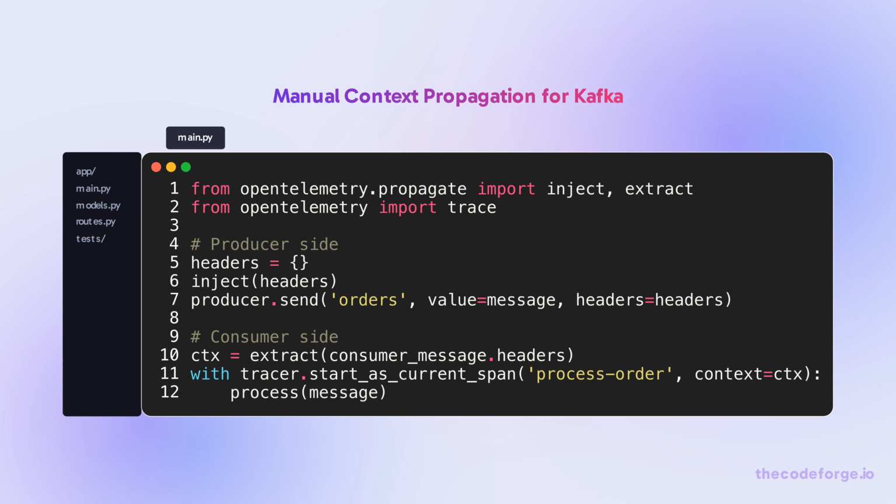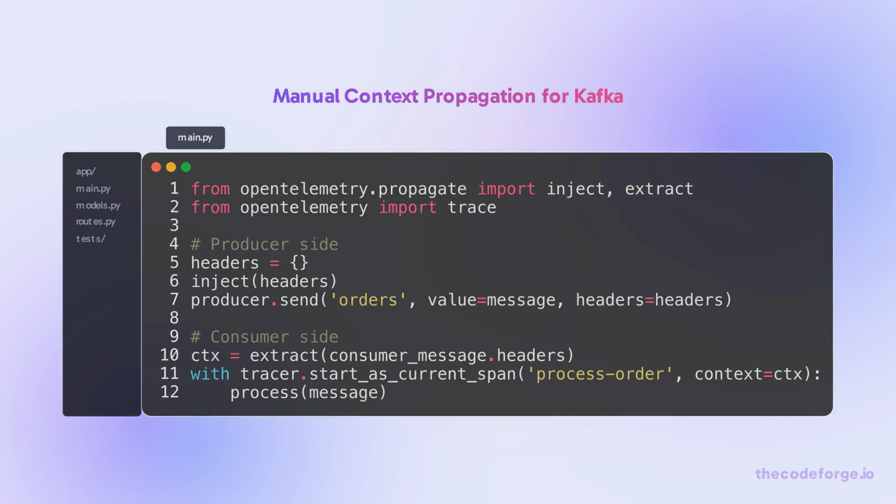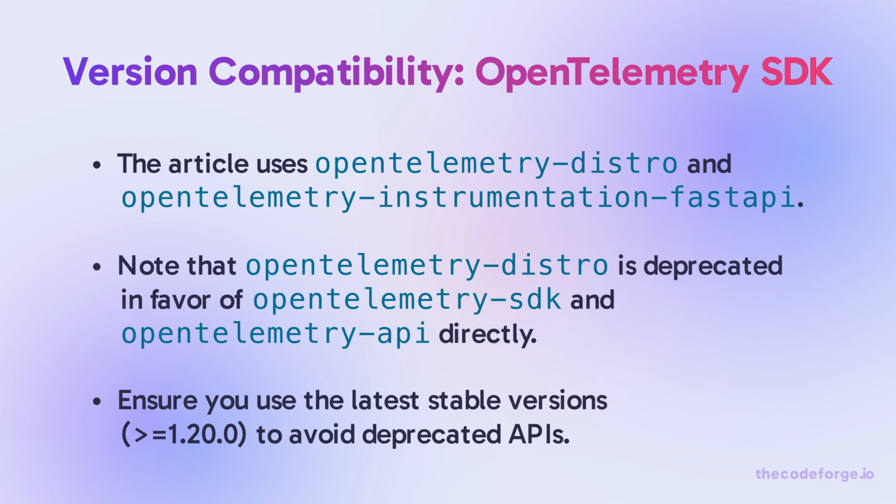The article mentions that Kafka auto-instrumentation may not propagate context automatically. Here's how to manually inject and extract trace context using OpenTelemetry propagate, inject, and extract, when producing and consuming messages with a raw Kafka client. The article uses opentelemetry-distro and opentelemetry-instrumentation-fastapi. Note that opentelemetry-distro is deprecated in favor of the OpenTelemetry SDK and OpenTelemetry API directly. Ensure you use the latest stable versions, greater than or equal to 1.20.0, to avoid deprecated APIs.